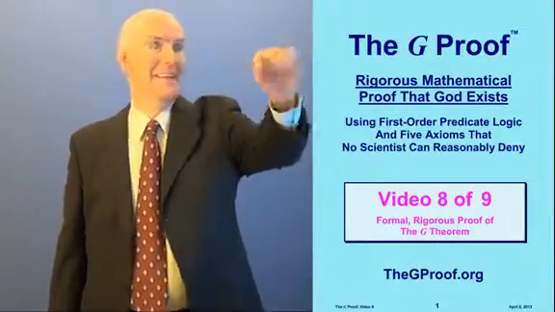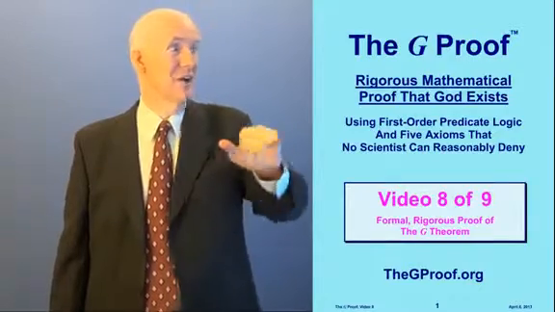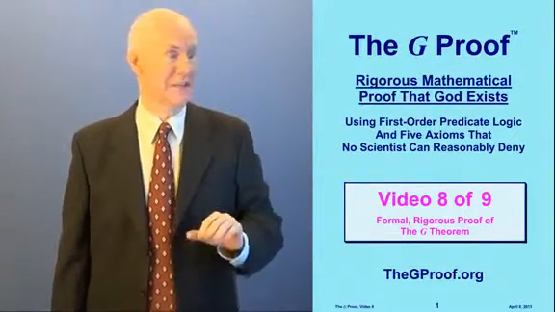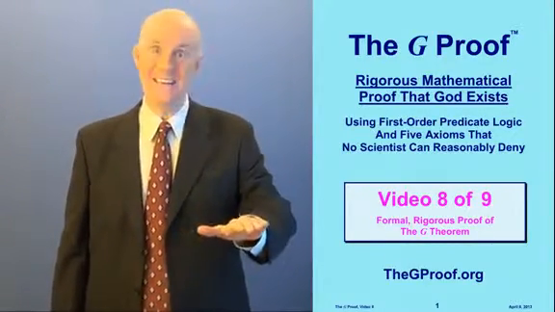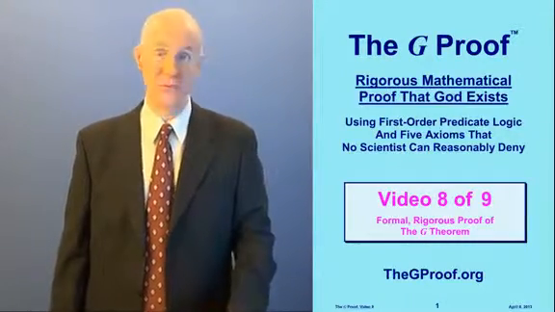So here we are back again at the G proof, our rigorous mathematical proof that God exists using first order predicate logic and 5 axioms no scientist can reasonably deny. This is video 8 out of our 9 videos. We're already to video 8, formal rigorous proof that God exists. This is it, where we do the actual proof.